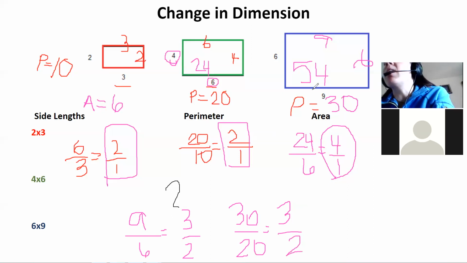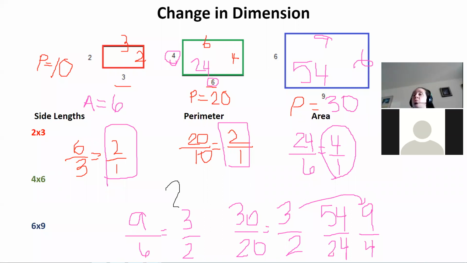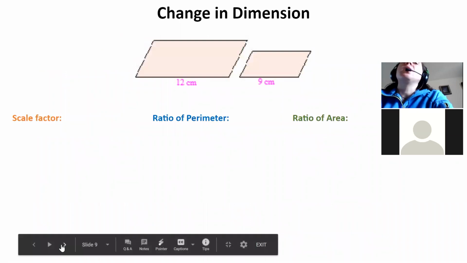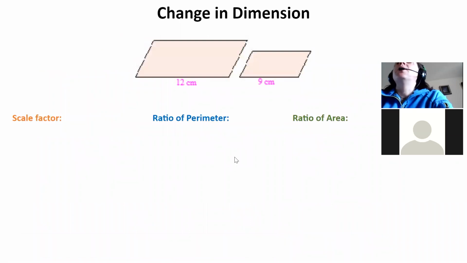But then if I compared the areas, I would have 54/24. And I divide by 6 for that, that would give me 9/4. So see how the areas are always doubled or squared of whatever the perimeters are. I'll show you what it means for your homework and stuff. You always have to square root it.